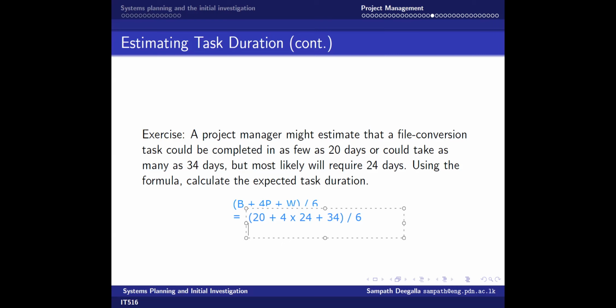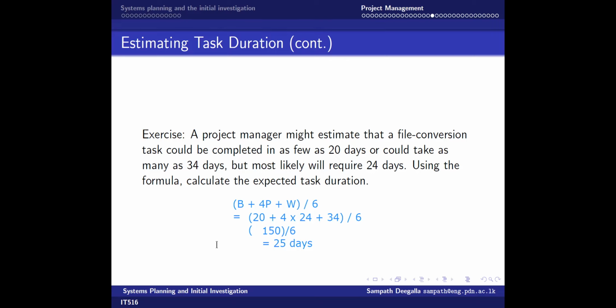Those who have calculated, can you tell me what value I'm getting? 24 into 4 will get 96, plus 20 plus 34, which is 150, is it? Yes, sir. Okay. So we want to get 150 divided by 6, which is, I think, 25 days. Yeah. So you think like these are all estimates.